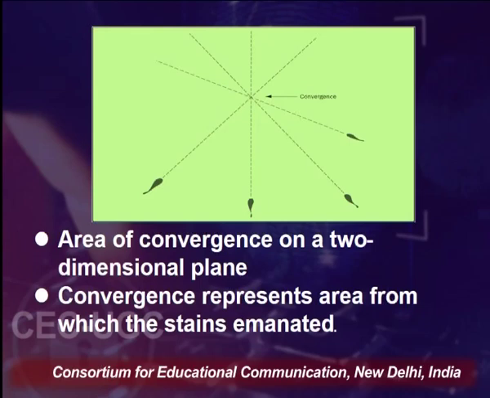If we are going back to the point of origin from where the blood originated, we should know the area of convergence on a two-dimensional plane. There are blood drops which are being spattered. So, we go back from those spatters, and where those lines meet, that particular point is known as the point of convergence, and the nearby area is known as the area of convergence. Convergence represents the area from which the stains came out or emanated.